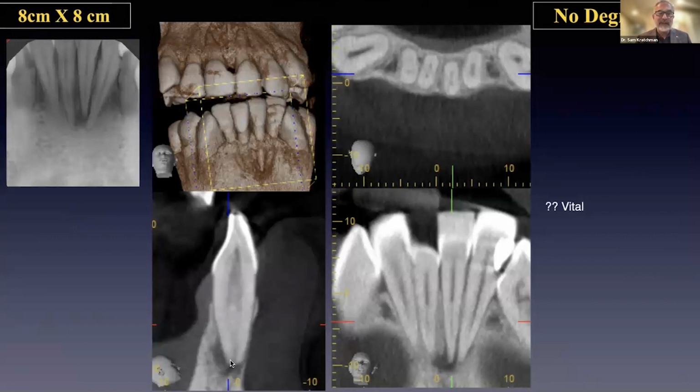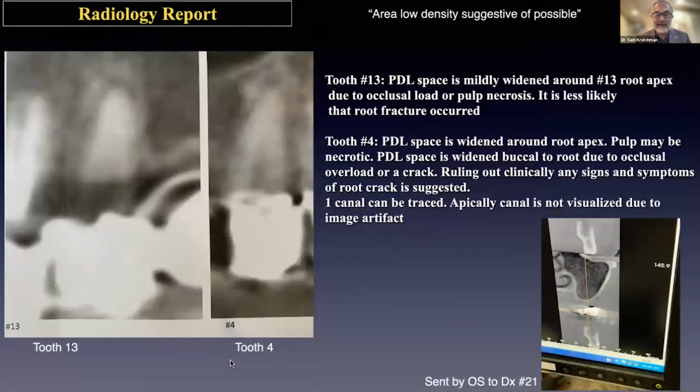Do I take cone beams on every case? No, I do not. I take them on every retreatment case. I take them on every surgical case, and I take them on a lot of diagnostic cases where dentists are now sending me to say, Sam, please just do the diagnosis here and let's see what's going on. And we're going to keep on going and showing several of these.